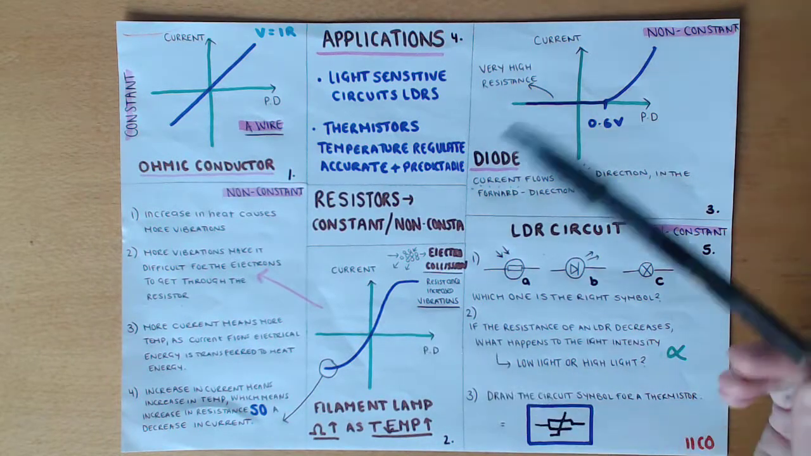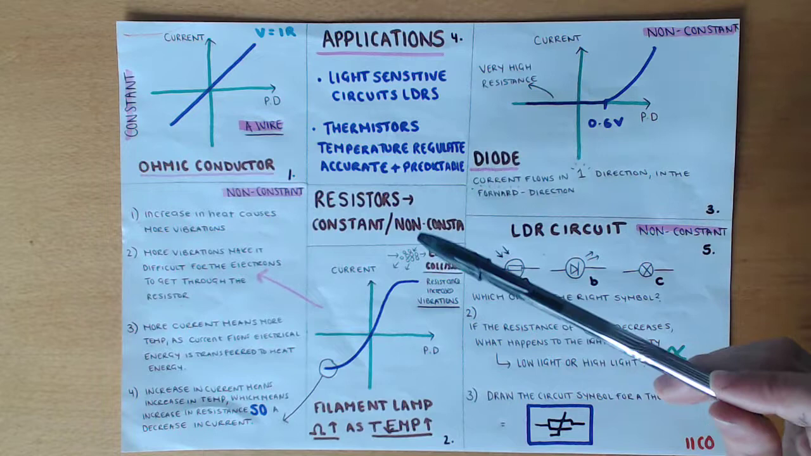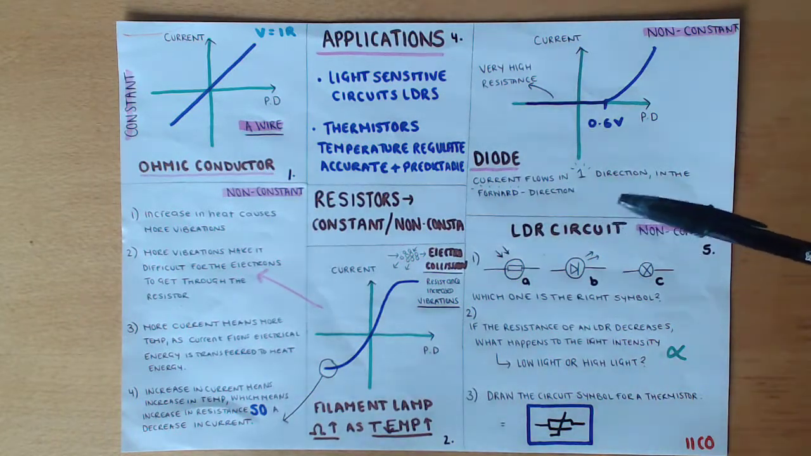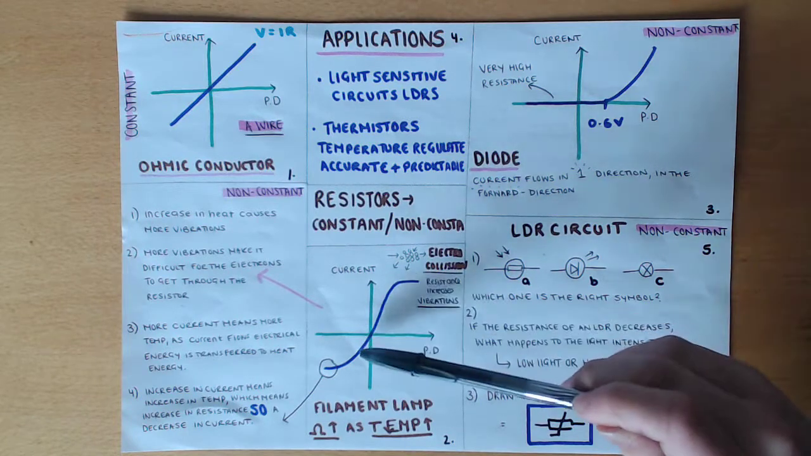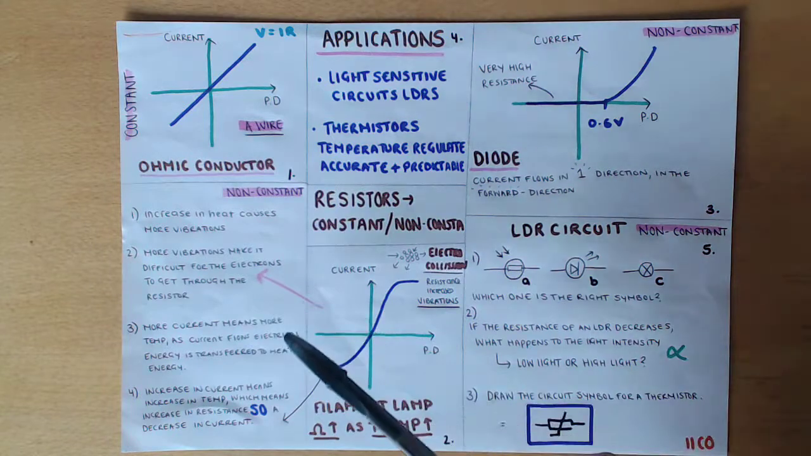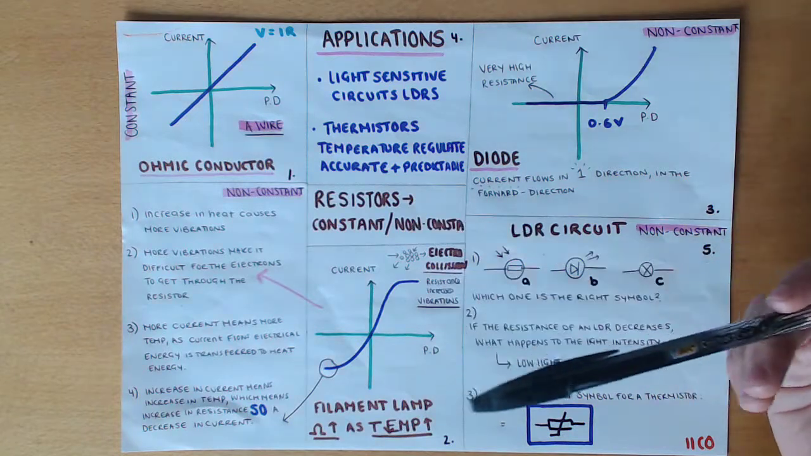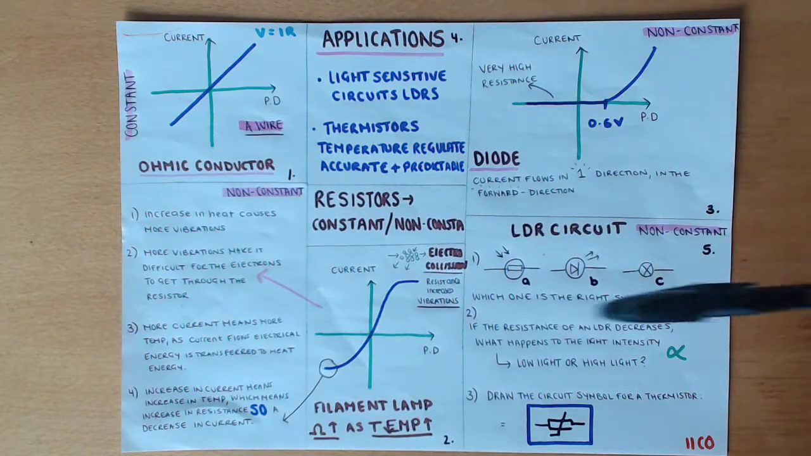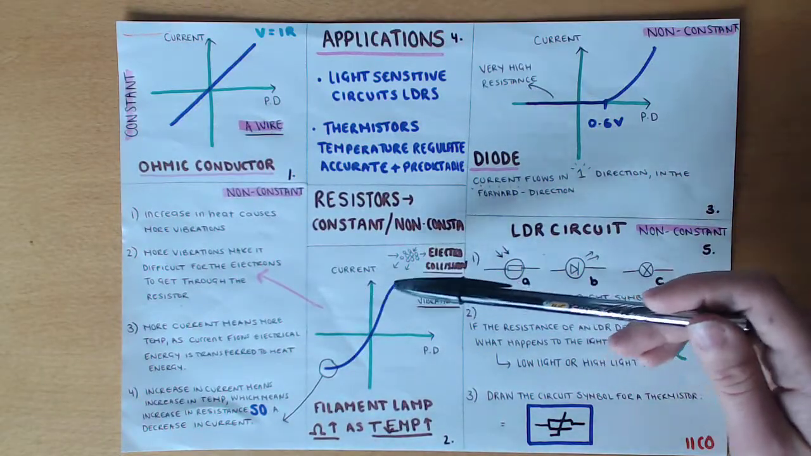So for a filament lamp, you're going to get an increase in heat because of the electrical energy being transferred to heat energy. And that heat energy is going to cause more vibrations, which makes it difficult for the electrons to move, to get through the resistor. And in our experiment, once we start increasing our current, there's more temperature, so there's more transfer to heat energy. And this increase in current, which causes the increase in temperature, will mean an increase in resistance because of the increase in vibrations, which therefore means a decrease in current.